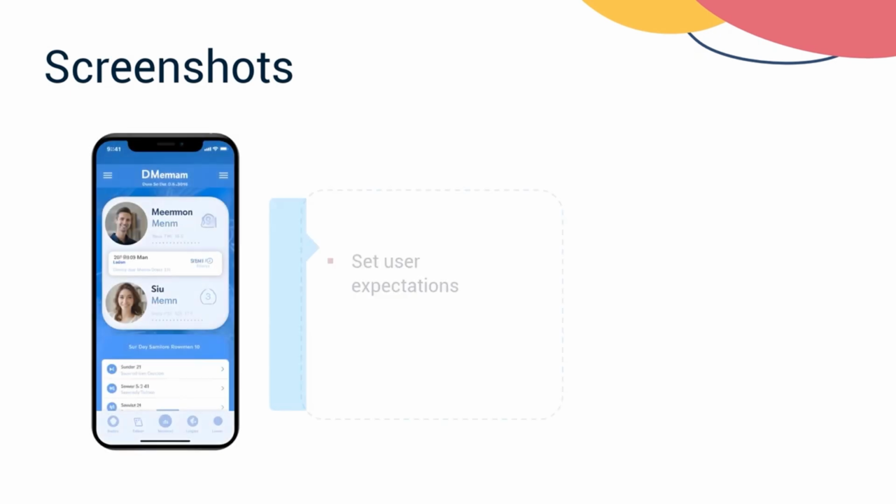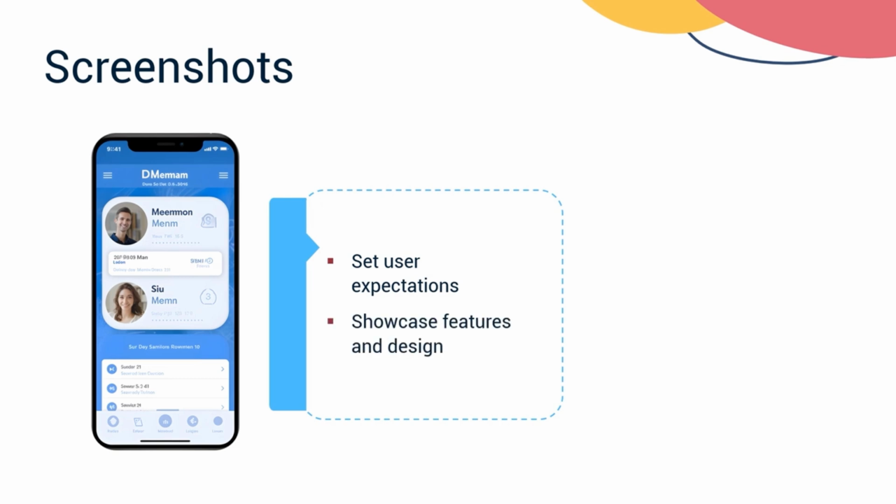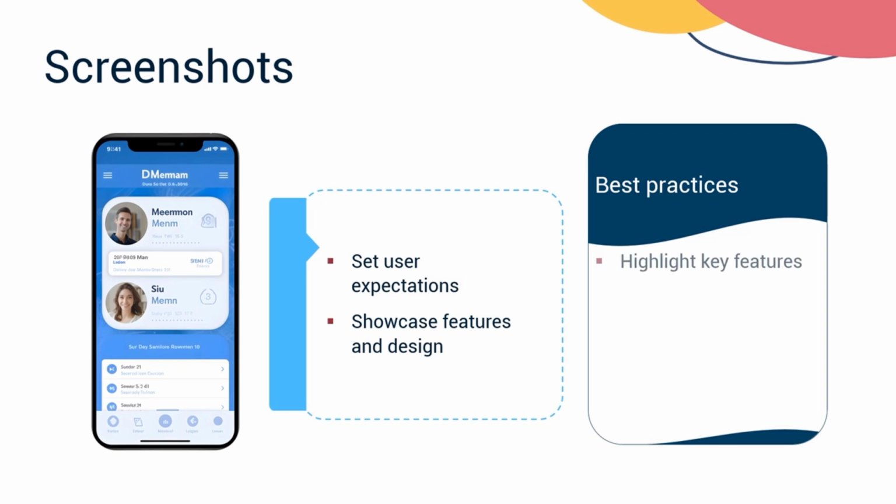Screenshots show potential users what to expect from your app. They are important for showcasing features and the app's design. Some best practices include highlighting key features using captions to explain the screenshots, and showing realistic scenarios to demonstrate how your app can be used in everyday life.